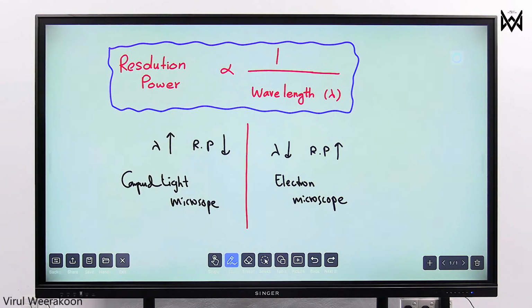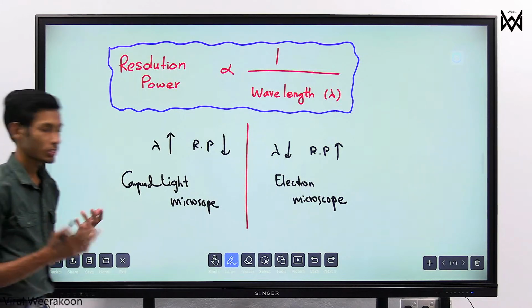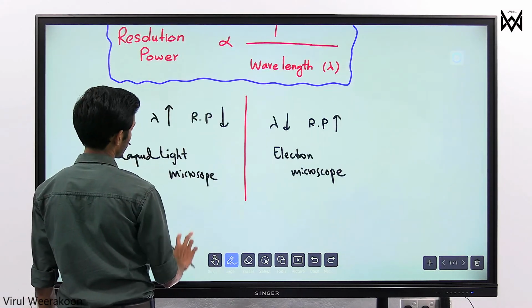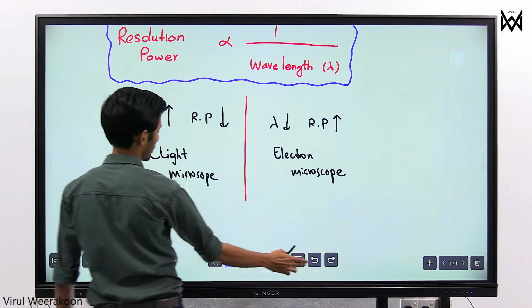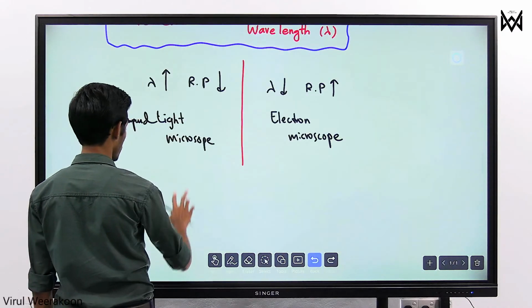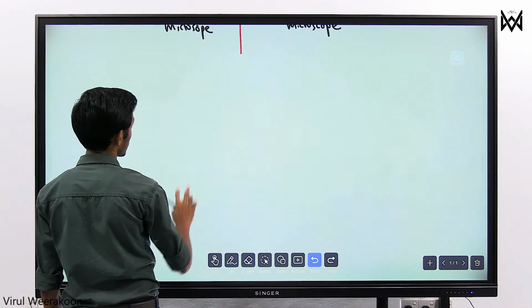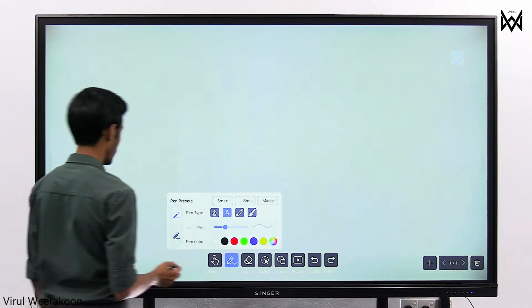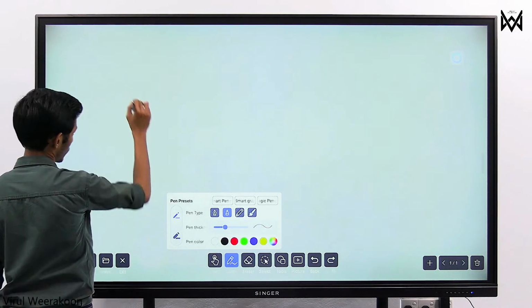Okay, so then we'll move towards the most important part of today's proceedings. That is the difference between scanning electron microscope and transmission electron microscope. So first of all, before moving to that one, we need to go through transmission.